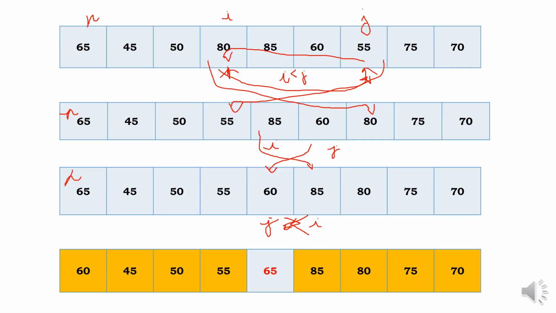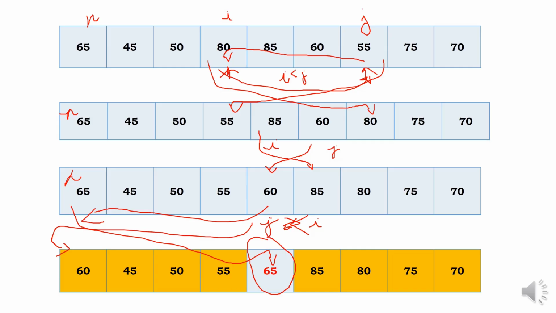So in that case, what do you do? We swap the jth element with the pivot element. So the jth element is swapped with the pivot element. Hence 65 has gone into the place of 60 and 60 has come into the place of 65. And now at this position our partition has been made. So further we are going to continue sorting these four elements on the left side, 60, 45, 50 and 55, and separately we will sort the right subarray, that is 85, 80, 75 and 70.